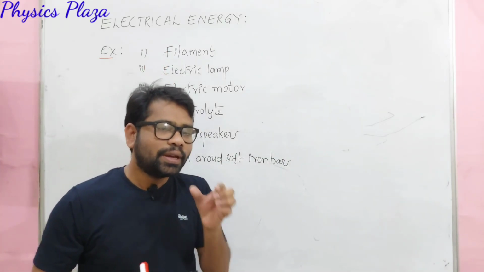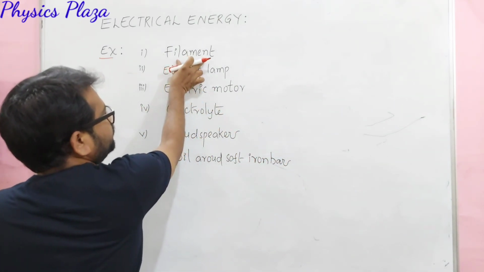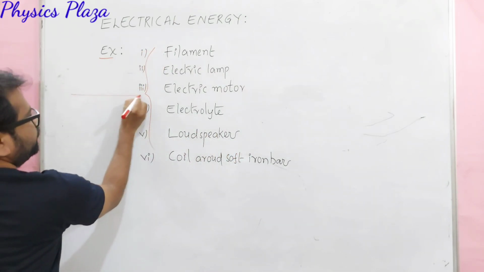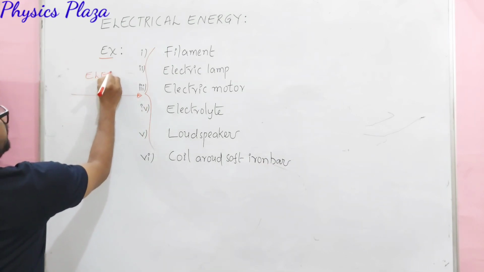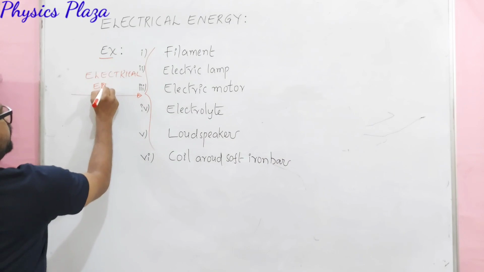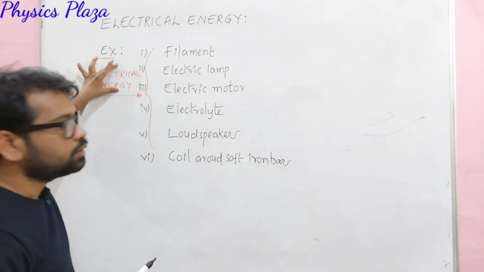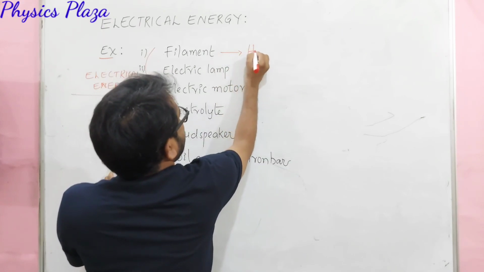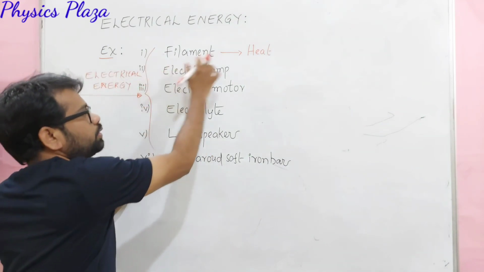What happens when electrical energy is passed through the filament? It's very important. Dear children, in all these cases, let us think that we are sending electrical energy individually through each of them. Now let us see how it is going to be converted. When electrical energy passes through the filament, it is converted into heat energy.